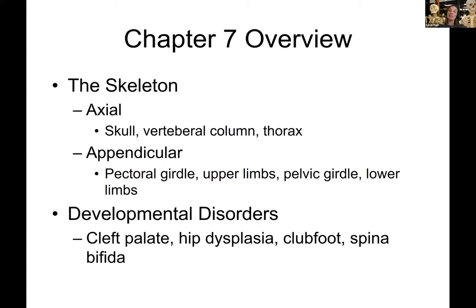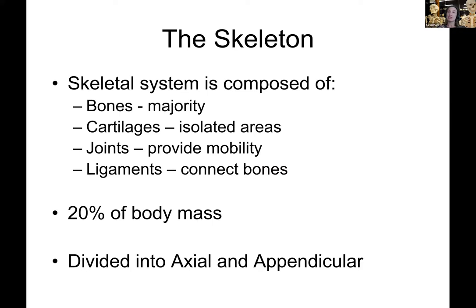And then the appendicular skeleton is everything else. So it's the shoulders, the arms, the hips, the legs, okay? So we're going to walk through the skeleton and talk about all those bones. At the very end of this chapter, we will go over a couple of disorders that are associated with the skeleton and the formation of your bones, especially in an embryo.